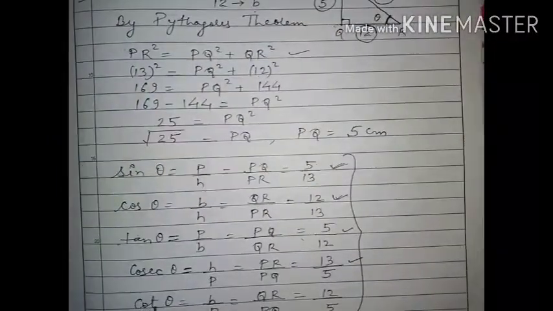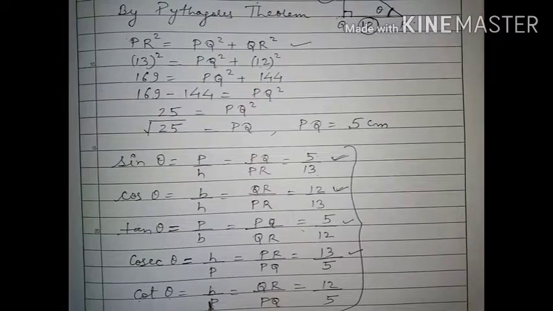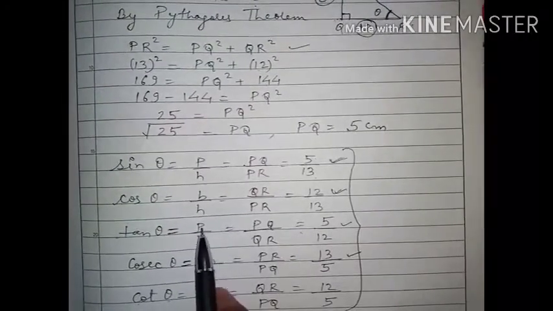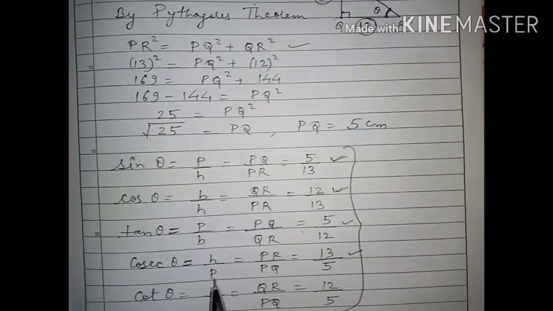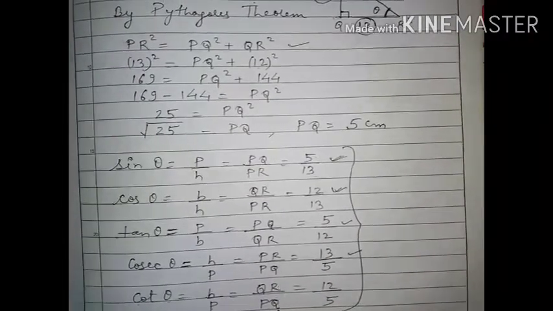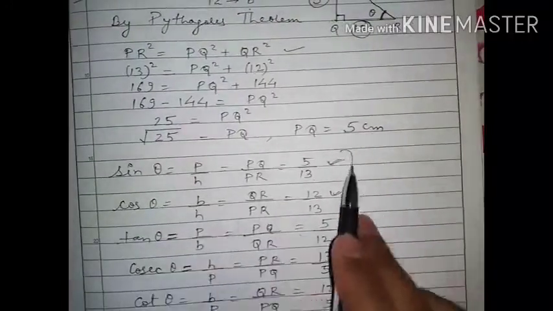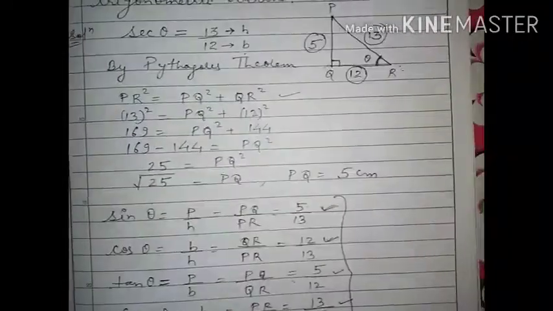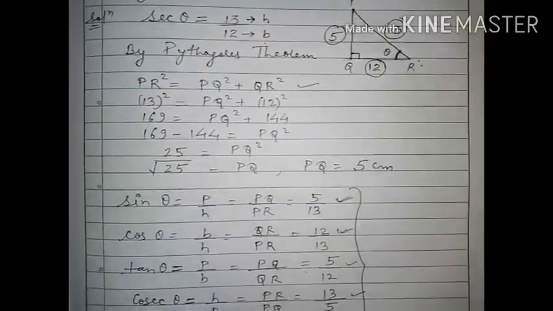And the last one is cot theta, which is b by p, the reciprocal of tan theta. Tan theta is p by b and cot theta is b by p, just the opposite of it. So that is QR by PQ, and that is 12 by 5. In this way we will find the rest of the 5 trigonometric ratios. I think you all have understood this.